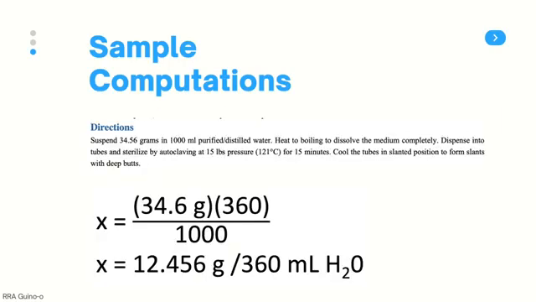If you answered 12.456 grams or 12.5 grams per 360 ml of H2O, you would be correct. So what we did was simply multiply 34.6 grams, which we rounded up from the 34.56 grams needed. We multiply that by 360 and divide the whole thing by 1000.